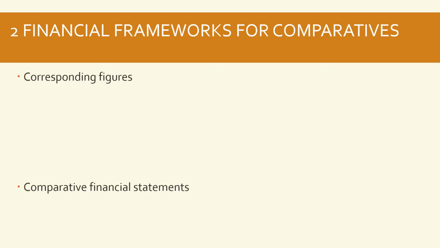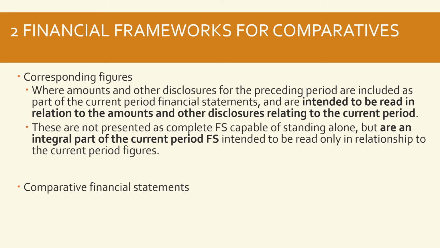So let's take a look at the two financial frameworks for comparatives. There are what we call corresponding figures, and there are what we call comparative financial statements. I would like to refer to the corresponding figures as the clingy figures. They will only make sense if read together with the current period. They are considered to be an integral part of the current period, and because they are an integral part of the current period FS, the level of detail presented will depend on the needs of the current period.